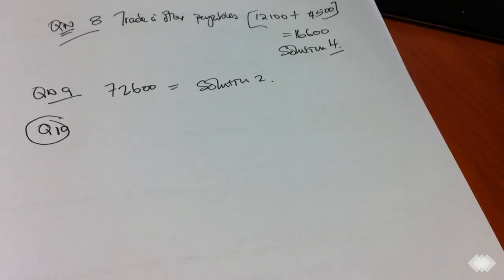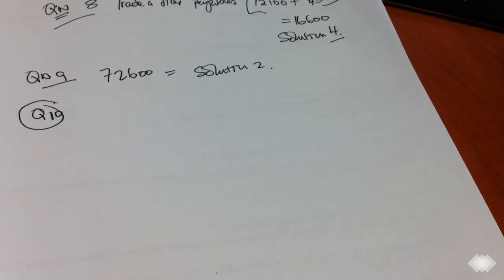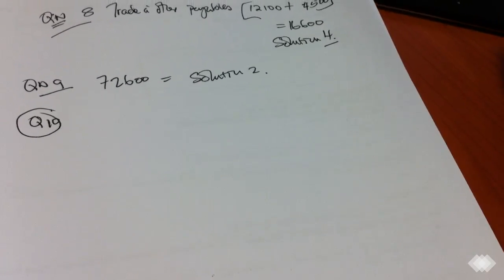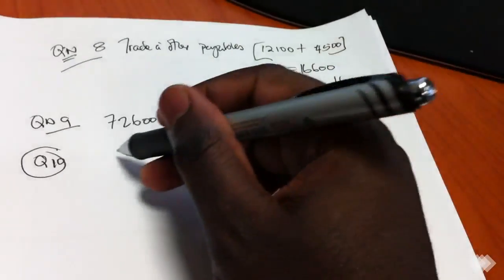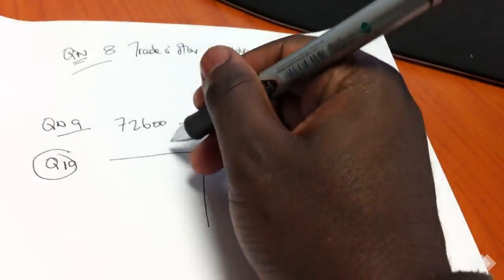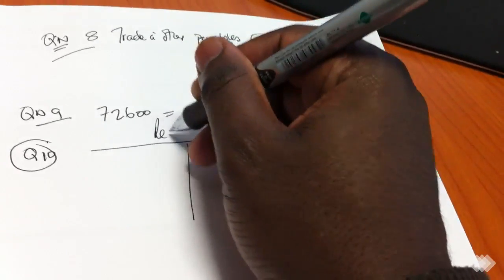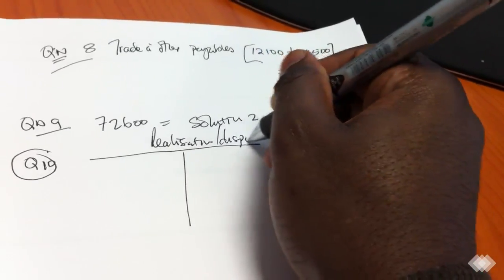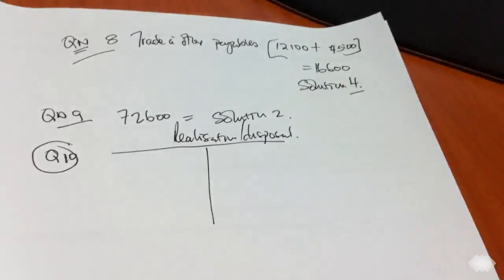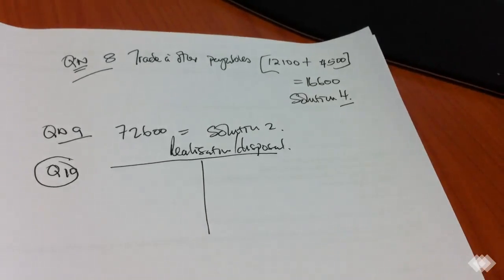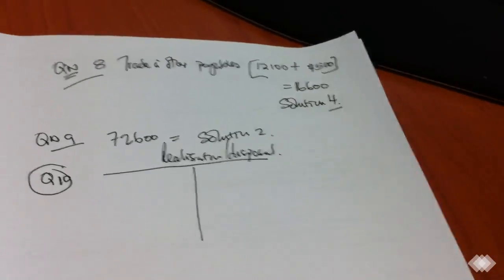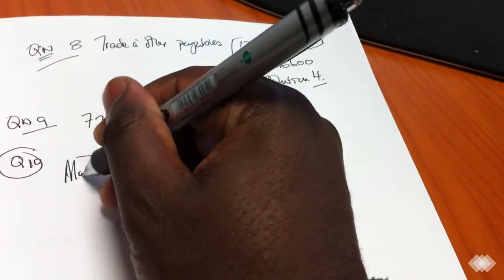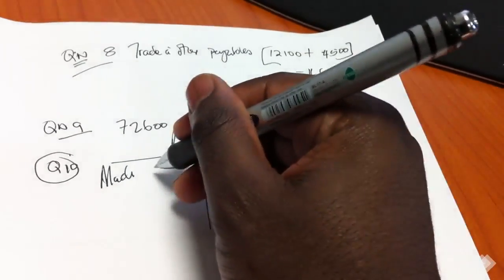The amount to be disclosed is disposal. Okay, in that, how much should be disposal? I prefer to do our T account and call that realization or disposal. It's one and the same word, right? How much are we disposing? We're disposing machinery with how much?